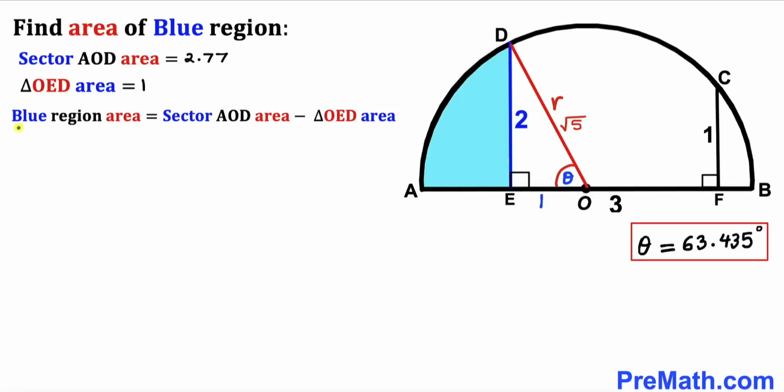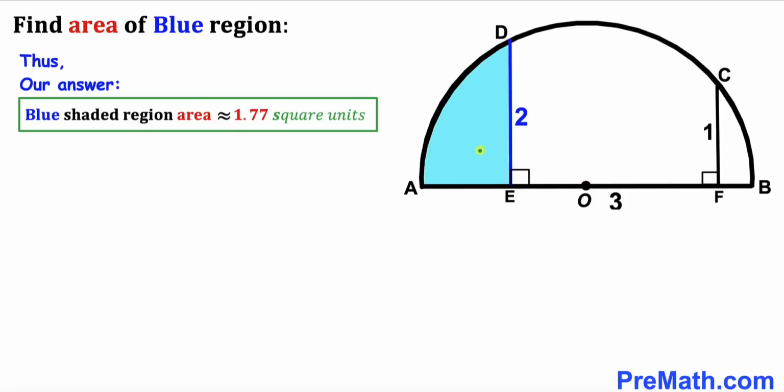And here's our final step. Let's calculate the area of this blue shaded region. We already figured out our sector AOD area as 2.77 and the area of this triangle OED as 1. Let's fill in the blanks in this equation. This is going to be equal to 2.77 minus 1. If we subtract on the right hand side, that gives us 1.77. So the area of this blue shaded region turns out to be approximately equal to 1.77 square units.